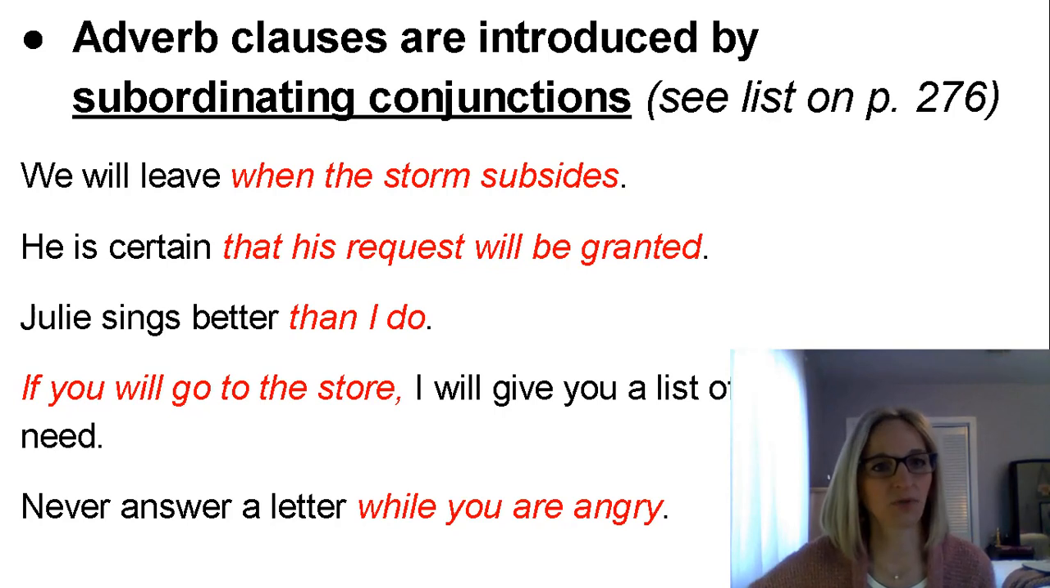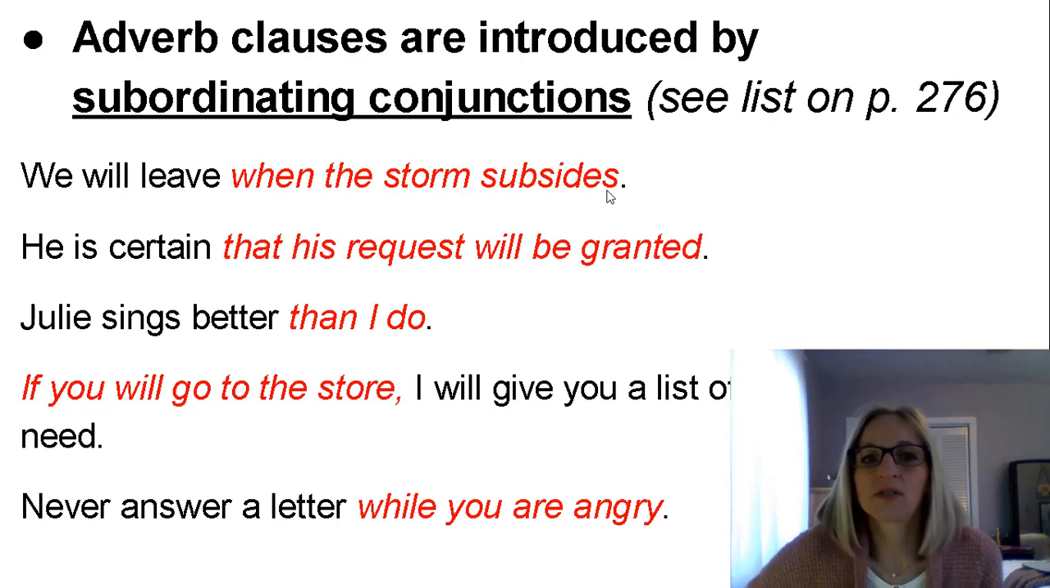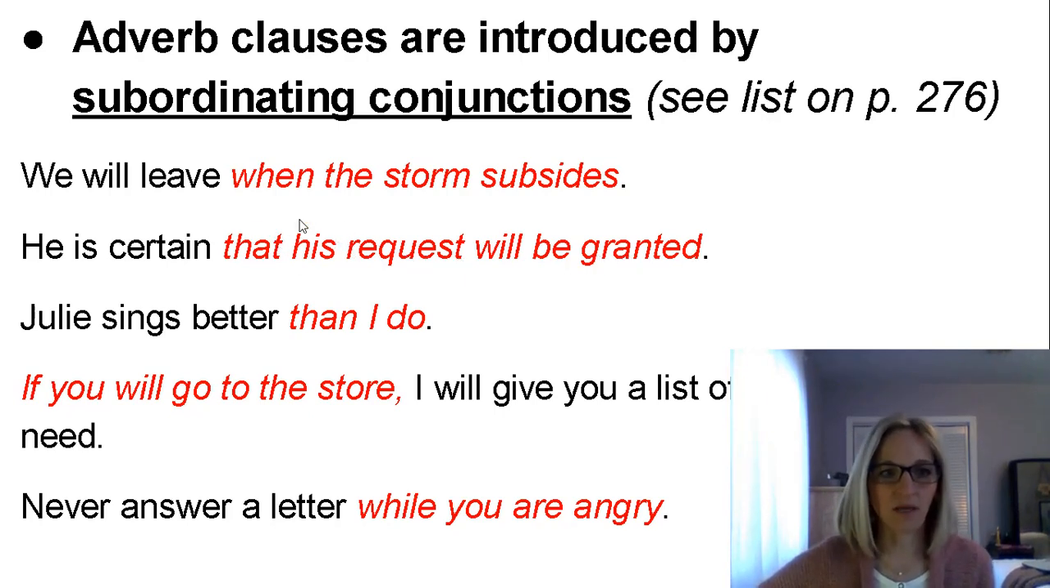So let's look at a couple examples. We will leave when the storm subsides. There's my subordinating conjunction, when. And let's look at the whole clause, when the storm subsides. What is it describing? Well, it's telling me when we will leave. So it's answering when, describing the verb, so obviously adverb. He is certain that his request will be granted. Here's my subordinating conjunction, which also sometimes functions as a relative, but here it's a subordinating conjunction: that his request will be granted. This is describing the predicate adjective certain.